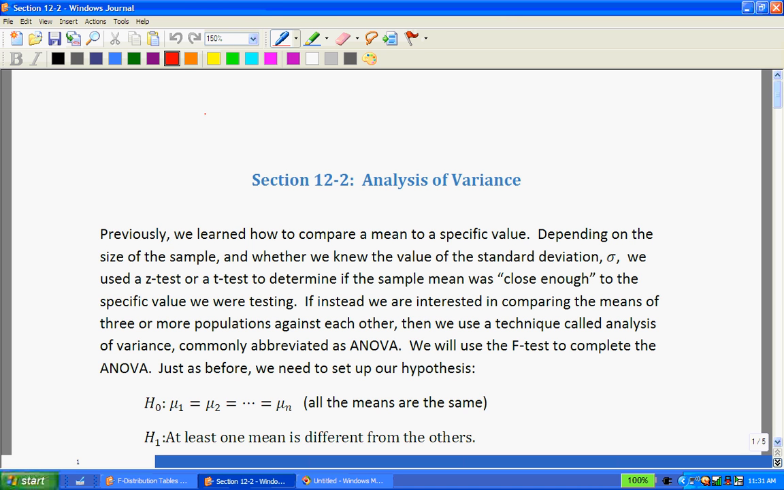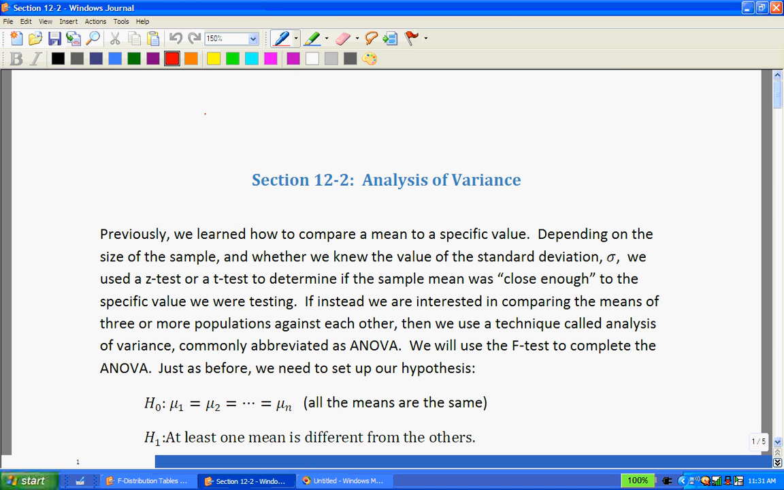Section 12.2, Analysis of Variance. Previously, we learned how to compare a mean to a specific value. When we first started with hypothesis testing, we were testing whether mu was equal to some specific value versus whether it was bigger than that value or less than. That would indicate a one-tailed test, or just not equal to it at all, or a two-tailed test.